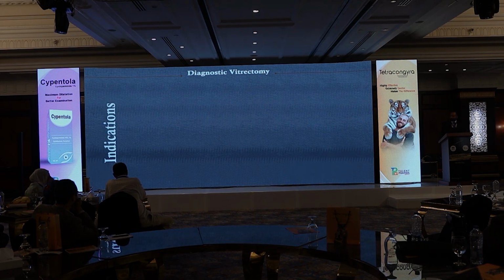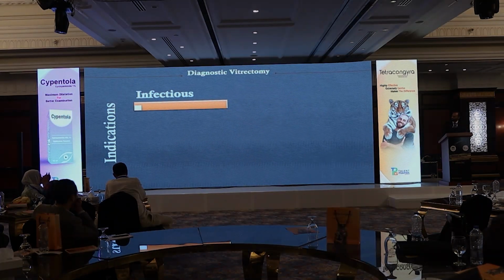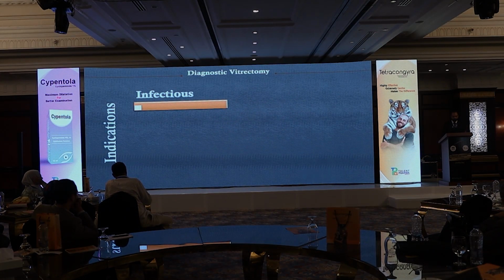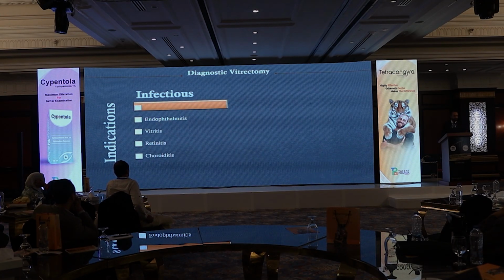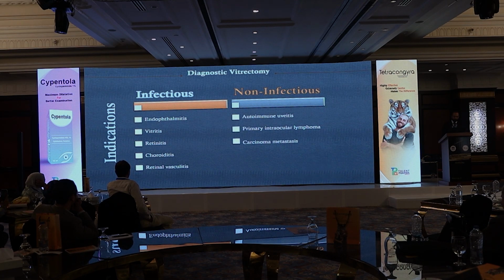Let's start with diagnostic vitrectomy. What are the indications? All the speakers, all the professors have talked about it: infectious or non-infectious. Infectious: endophthalmitis, vitritis, retinitis, choroiditis, or retinal vasculitis. Non-infectious: autoimmune uveitis, primary intraocular lymphoma, and we talked about carcinoma, metastasis, and choroidal melanoma.